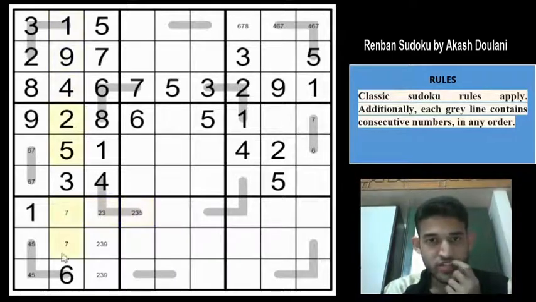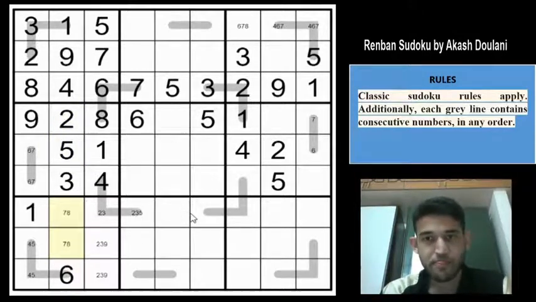1, 4, 9, 2, 3, 5, 6. Remaining possible digits are 7, 8. We can pencil mark them.